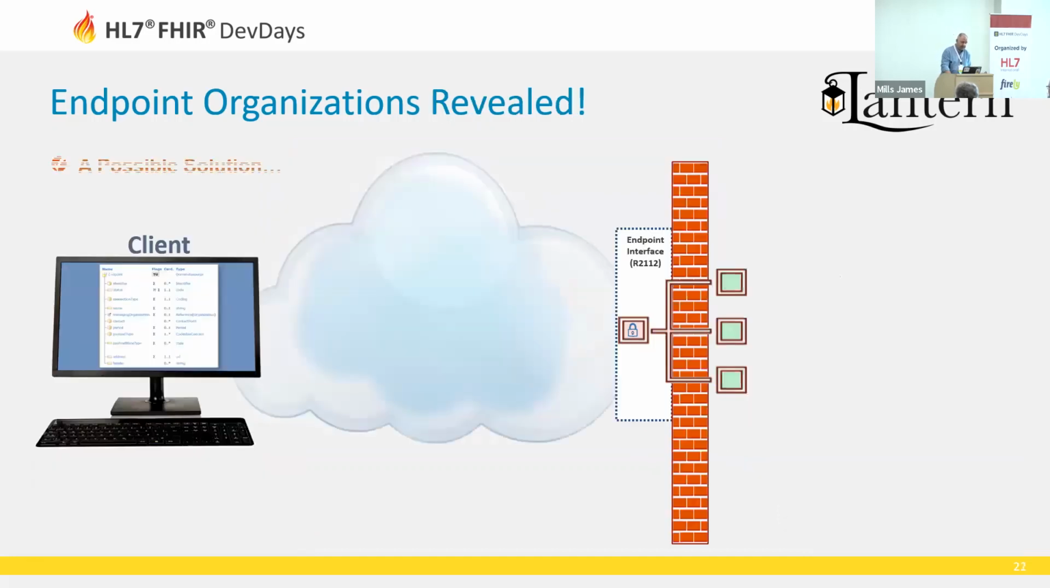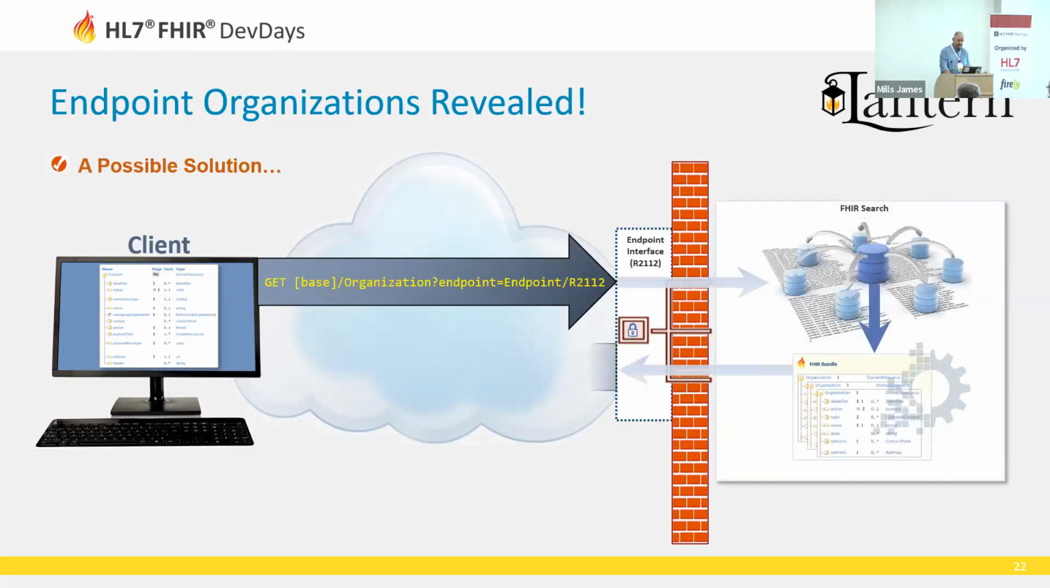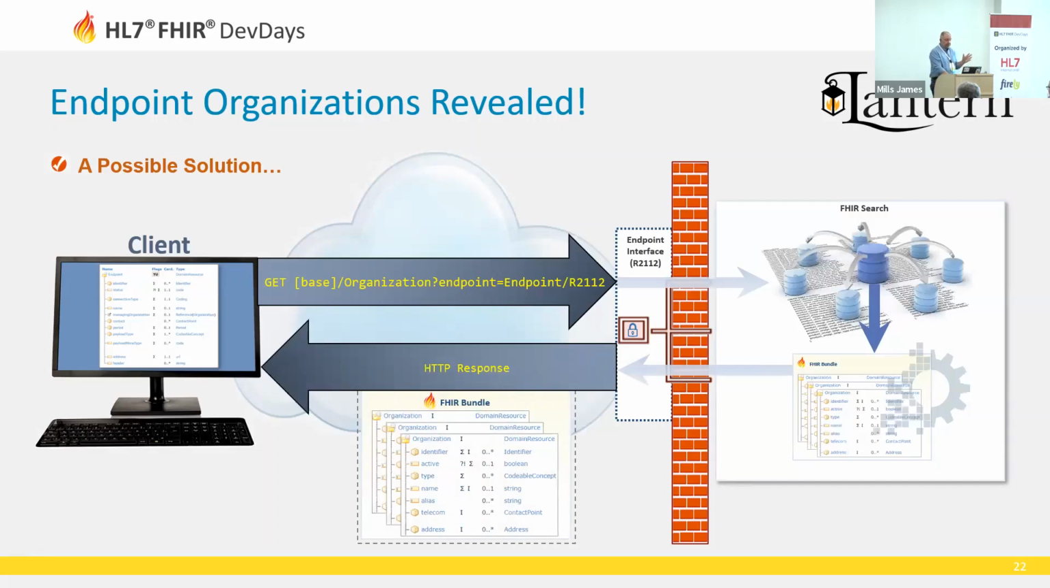I've been working with FHIR infrastructure on that. One possible solution may seem pretty straightforward. You do a simple query. Get on the organization where you are saying the endpoint references back to that particular endpoint's ID. Of course, it goes through the search process and builds its little bundle and returns your FHIR bundle of organization resources. And that all seems fine.